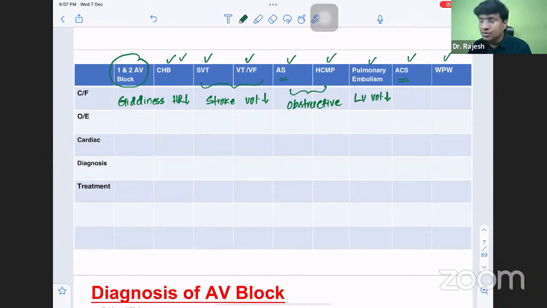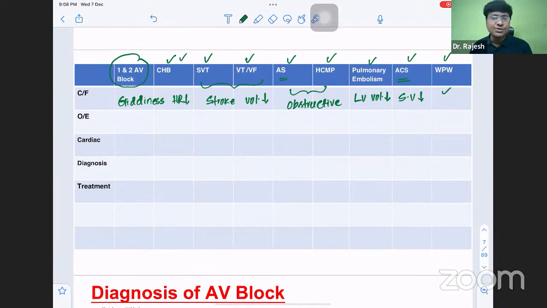Then you take the case of acute coronary syndrome. In acute coronary syndrome, the left ventricle will get infarcted. Once the left ventricle gets infarcted, what will happen? The stroke volume reduces. As the stroke volume reduces, the cardiac output also reduces.